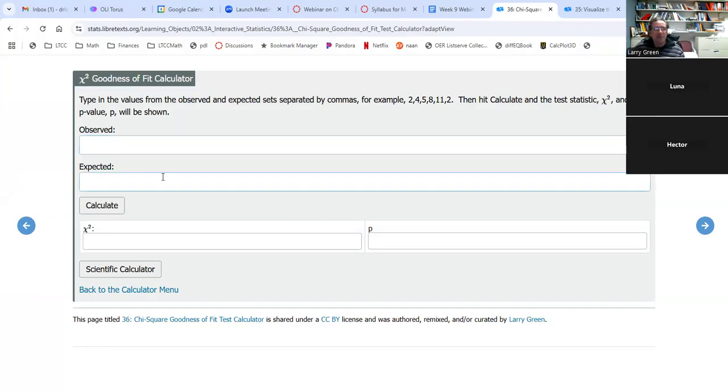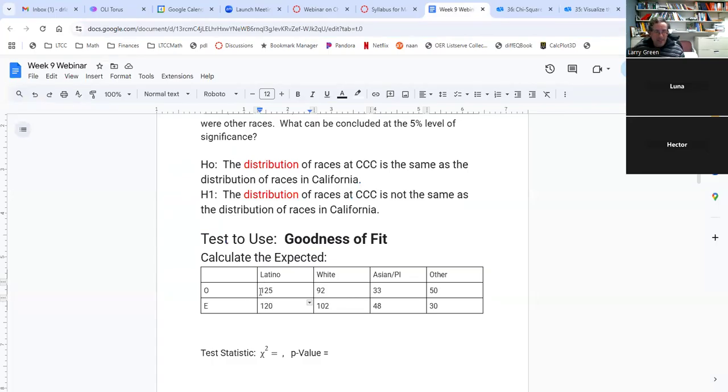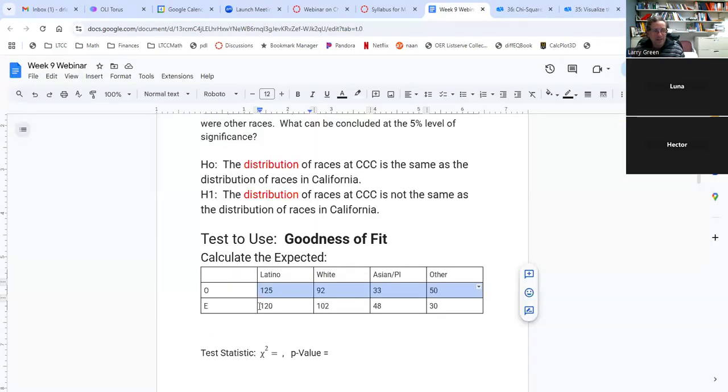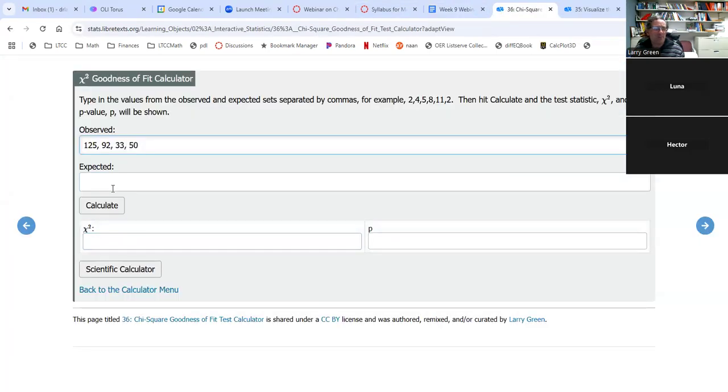So we have observed and expected. So now I've got to get them, and I can copy and paste and put in some commas. And let's drop some commas in. And then for the expected, copy and paste that, and put in commas. Any questions so far? Okay, then I hit calculate.